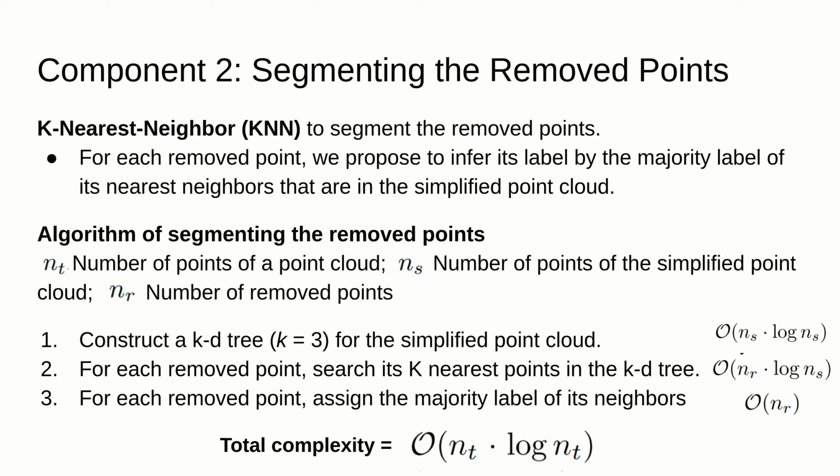The overall complexity of segmenting the removed points by our KNN-based method is NT times log NT. The complexity indicates that our KNN-based segmentation of the removed points is lightweight. It is robust against the simplification ratio, that is NS over NT, and scales well with the number of points of the original full-size point clouds. There is one configuration in our KNN-based segmentation for removed points, that is the number of neighbors K.